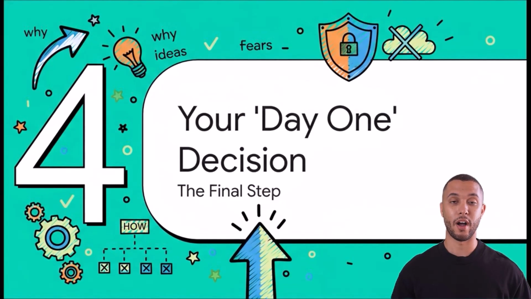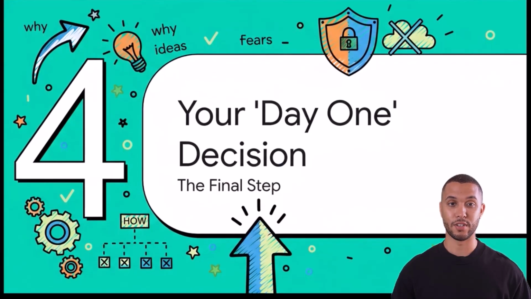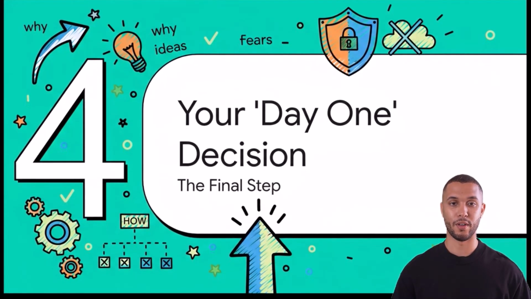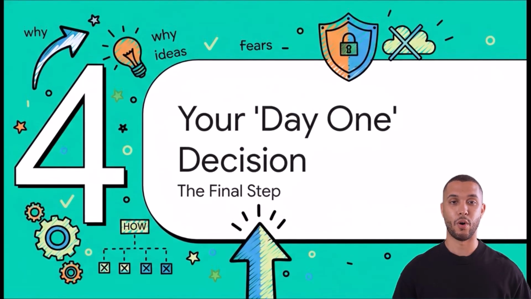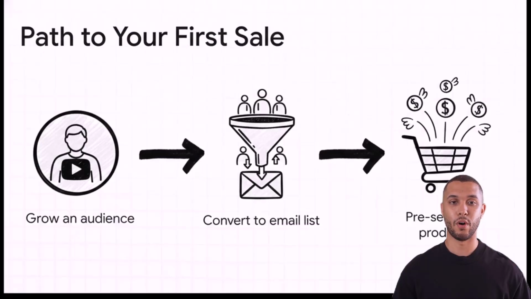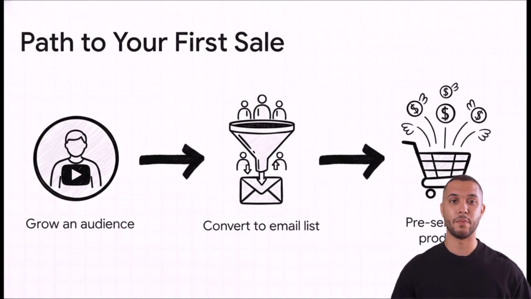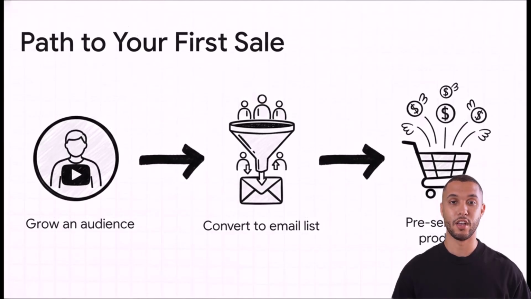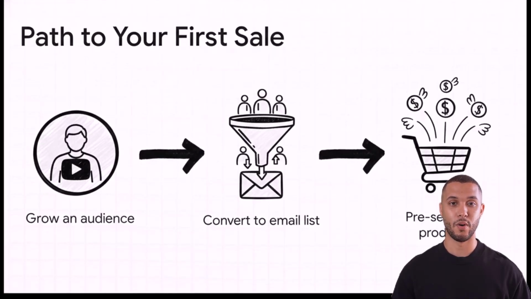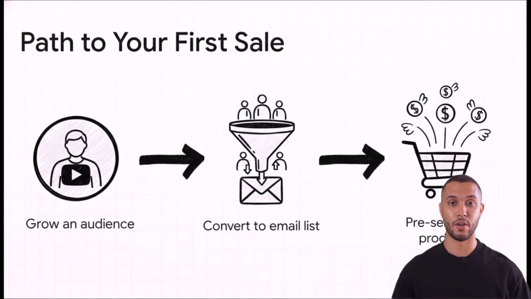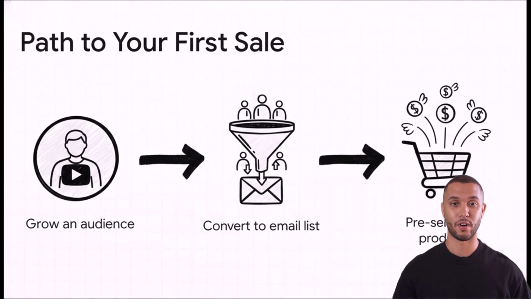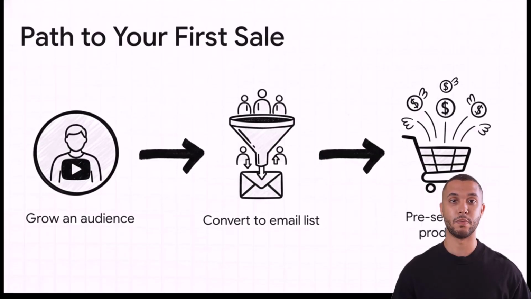So we've covered the why, and we have laid out the entire how-tos, and we've tackled those fears head-on. Now it all comes down to one final really crucial decision that only you can make. Let's just boil it all down one more time. This entire potentially life-changing plan comes down to just 3 simple steps, each a 30-day sprint. Month 1, grow an audience. Month 2, build your email list. Month 3, pre-sell your product. That's it. That's the blueprint.